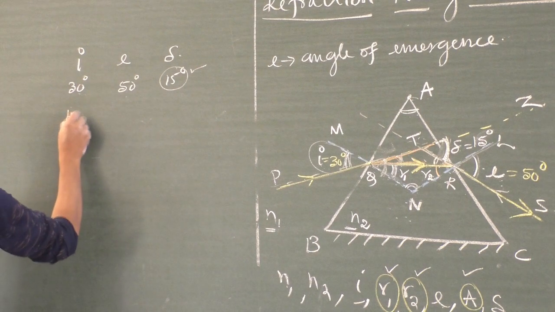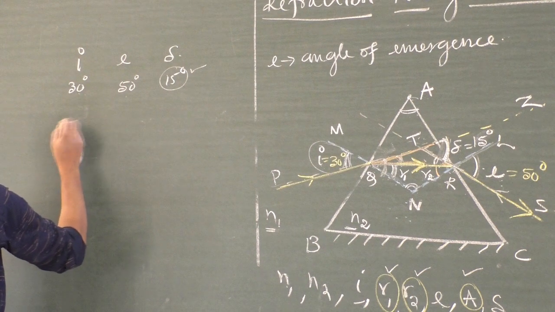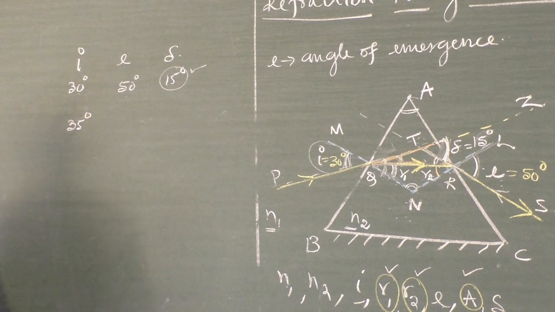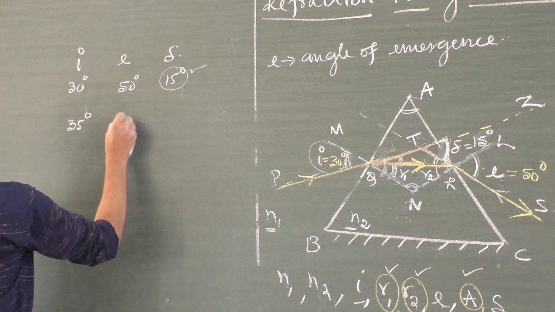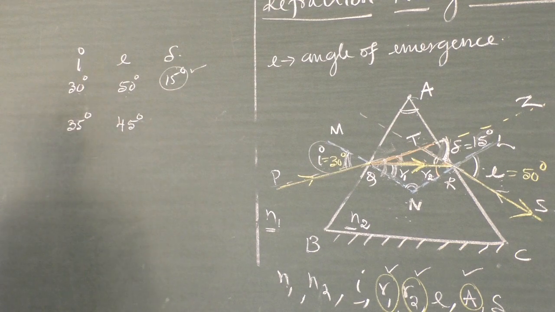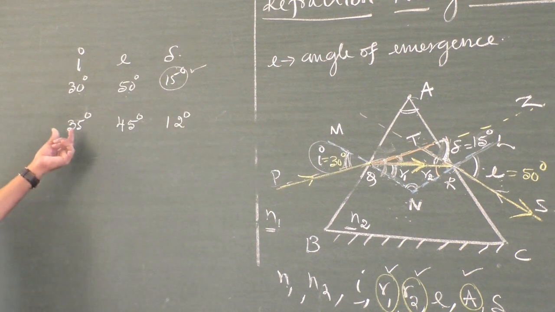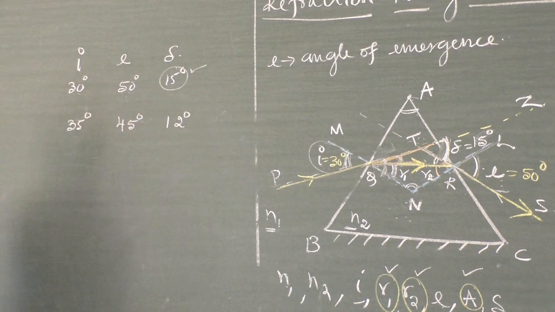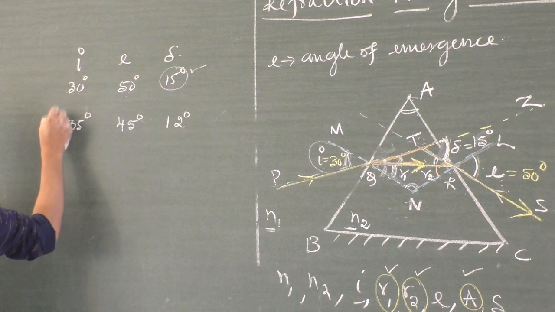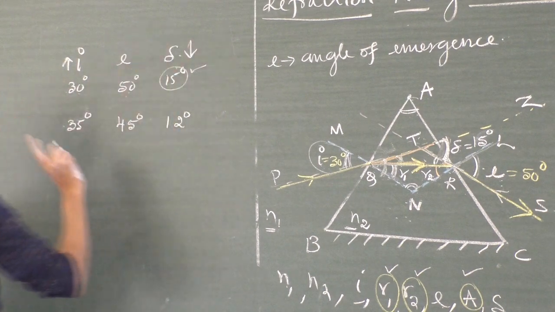Say I go for 35 degrees. Now let us say this decreases. Say this is 45. Let the angle of deviation be some 12 degrees. Okay? As the angle of incidence is increased, angle of deviation decreases. Just now I have told. Still increase the angle of incidence. I will go on increasing this one. So this is increased, angle of deviation should decrease initially.